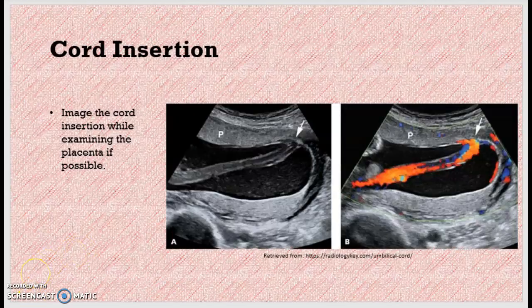So for the cord insertion, image the cord insertion while examining the placenta if possible. So here is the cord inserting into the placenta. Here it goes down through this amniotic fluid here. It's going to insert into the baby. This image is a lot better. You can see where that cord inserts into the baby. Here it is inserting into the placenta, some more amniotic fluid. You can almost see the placental edge.